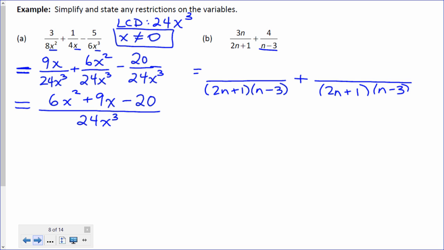Okay. I want the first expression to be equivalent to the expression I'm about to write. The denominator of the first expression is now 2n plus 1 times n minus 3. So what do I have to do to 3n to adjust it so that it matches this denominator?